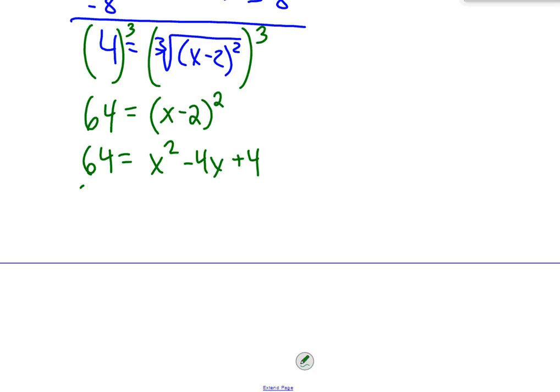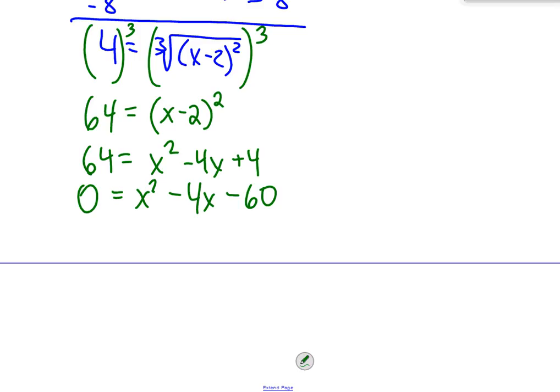And then get one side equal to 0. It's probably easiest to get that side equal to 0. Oops, minus 4x. And when I subtract 64, it'll be minus 64 and plus 4. Oops, minus 60 for that one, since I subtracted 64 from both sides.